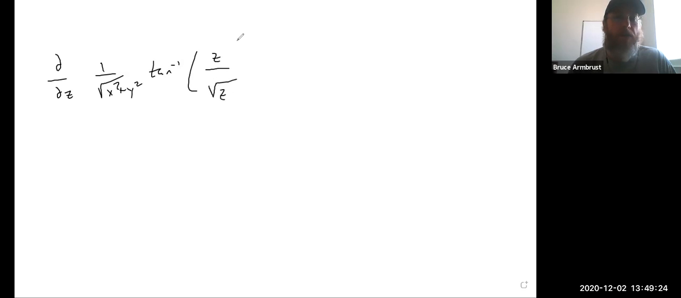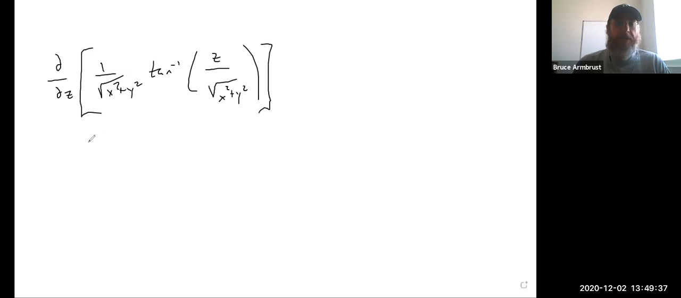So we're doing a partial with respect to z of 1 over square root of x squared plus y squared times inverse tangent of z over square root of x squared plus y squared. All right, so we're differentiating this guy.